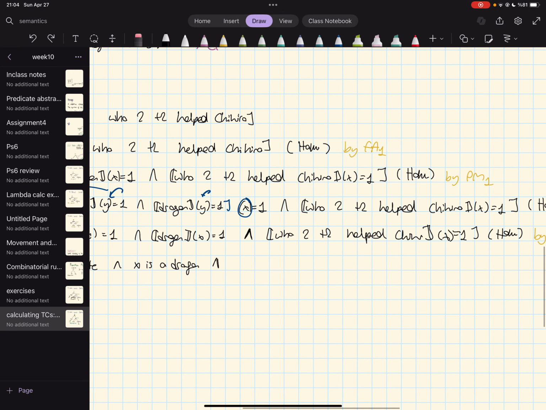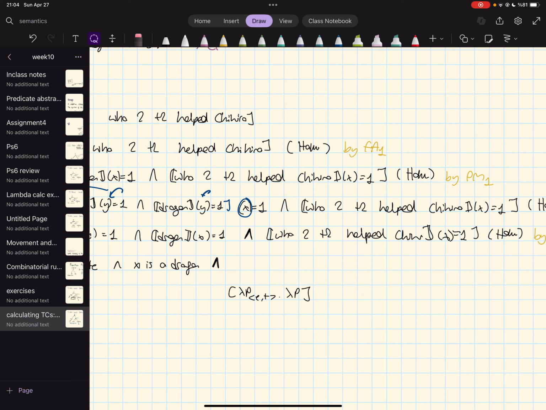Making use of my lexicon, I know the meaning of who. Lambda p of type ET, which then returns lambda p. Therefore, it basically eats itself up. It has no purpose after this point, after I'm factoring out who.